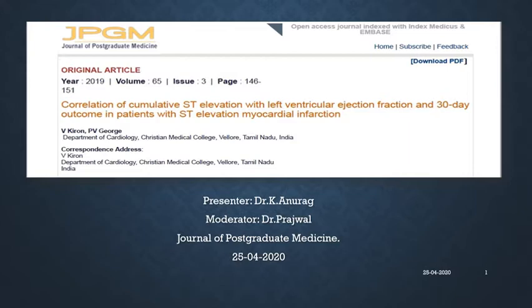I'm Dr. K. Anurag and my moderator is Dr. Prajwal. Today I'll be presenting an article from the Journal of Postgraduate Medicine. The article is titled Correlation of Cumulative ST Elevation with Left Ventricular Ejection Fraction and a 30-day Outcome in Patients with ST Elevation Myocardial Infarction.